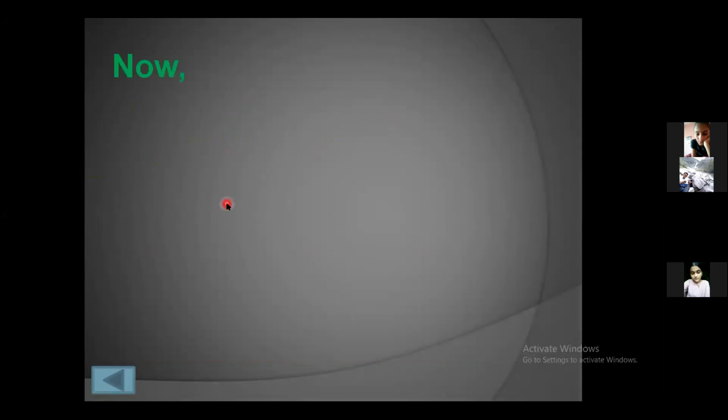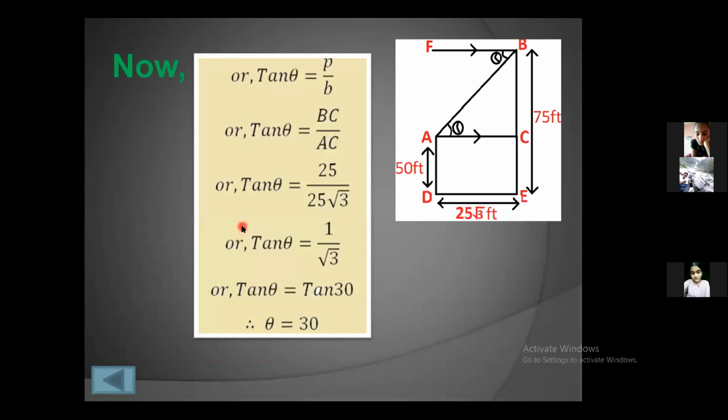Now here we have the figure again. Then tan theta is equal to P by B. It is the formula: tan theta is equal to perpendicular over base. Theta is the angle, so perpendicular means BC and base means AC. For tan theta, BC we found as 75 minus 50, which is 25, and AC is equal to DE, that is 25 root 3.